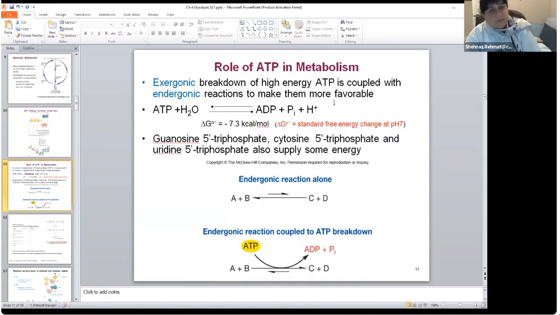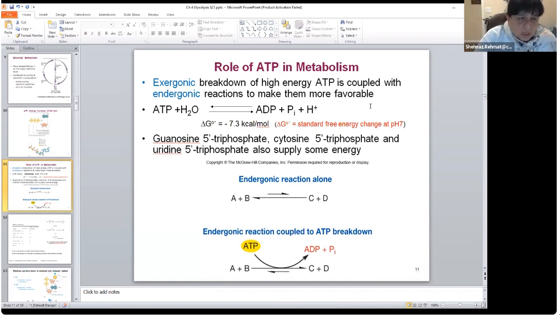So what is the role of ATP in metabolism? The reactions are categorized as exergonic or endergonic. Exergonic is when you break down the ATP, coupling of the ATP, and give energy to another reaction. This would be an exergonic reaction, breakdown to produce energy.